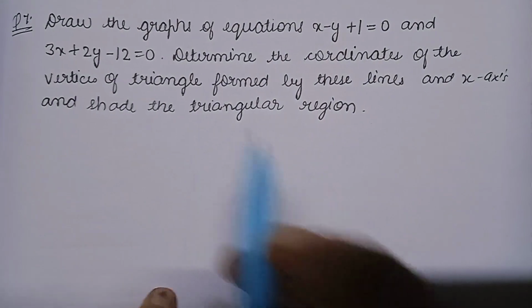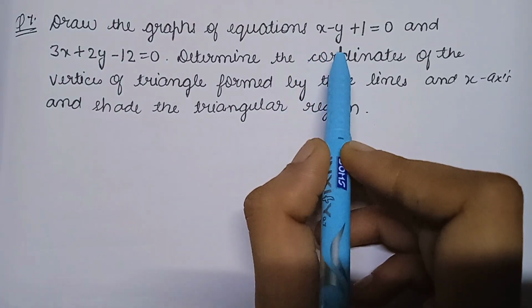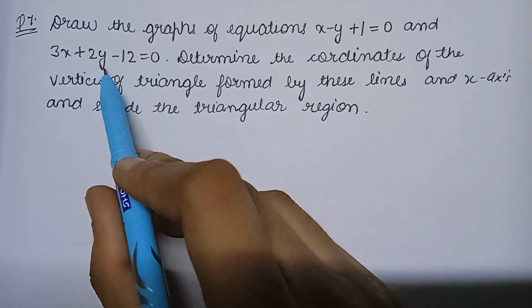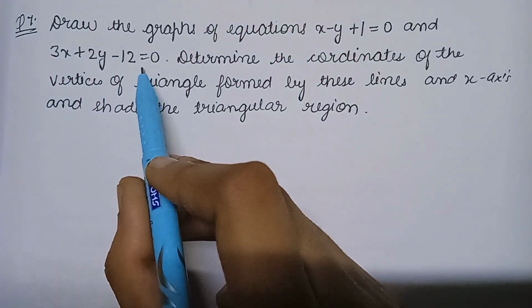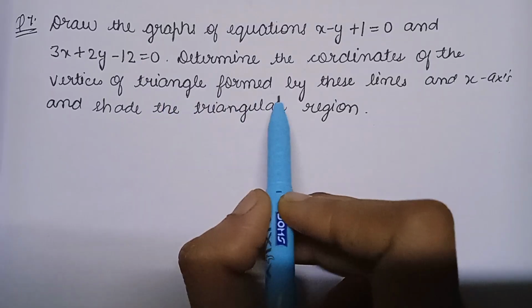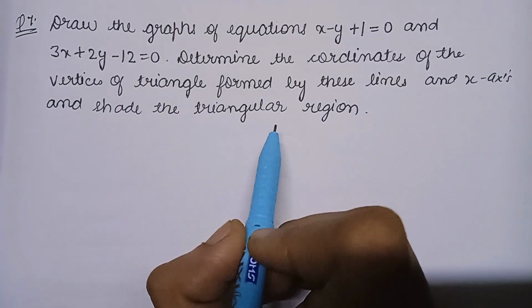So the last question is, draw the graphs of the equations x minus y plus 1 is equal to 0 and 3x plus 2y minus 12 is equal to 0. Determine the coordinates of the vertices of the triangle formed by these lines and x-axis and shade the triangular region.